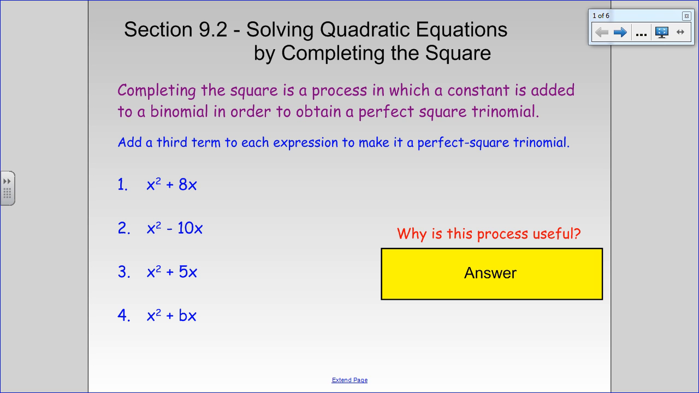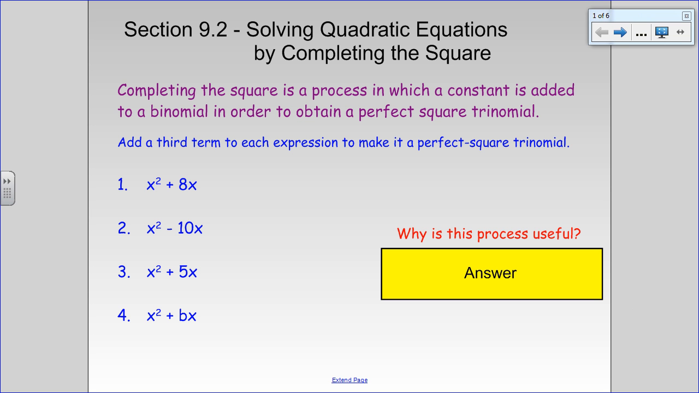Section 9.2 of your textbook describes the method of solving quadratic equations by completing the square. Completing the square is a process in which a constant is added to a binomial in order to obtain an expression that is a perfect square trinomial. Let's first see some examples of how to complete the square, and then we'll look at how this process can be applied to solving quadratic equations.